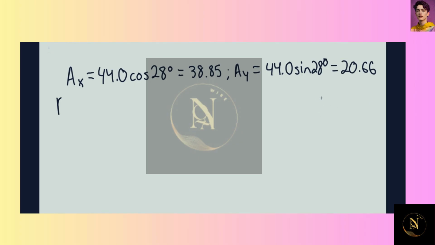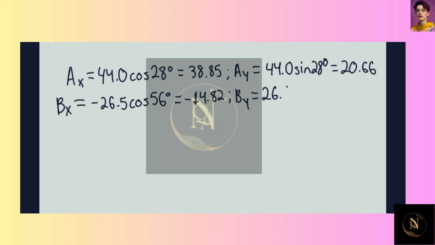We can say that b sub x is going to equal negative 26.5 cosine of 56 degrees. This is equaling negative 14.82, and then b sub y would be positive 26.5 sine of 56 degrees. This is equaling 21.97.